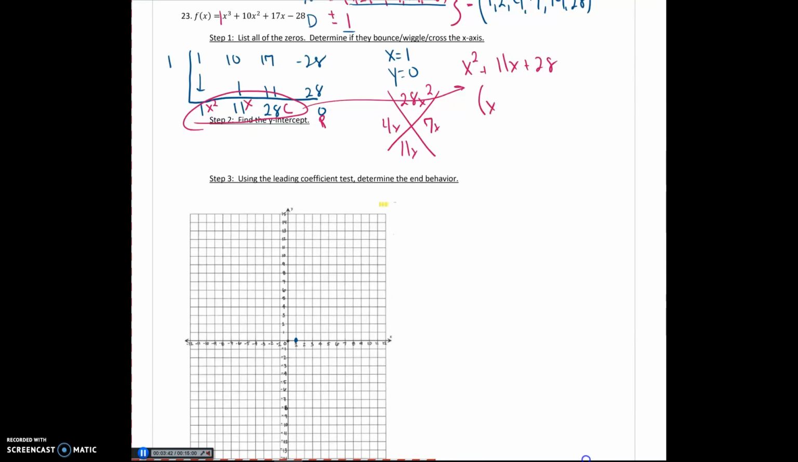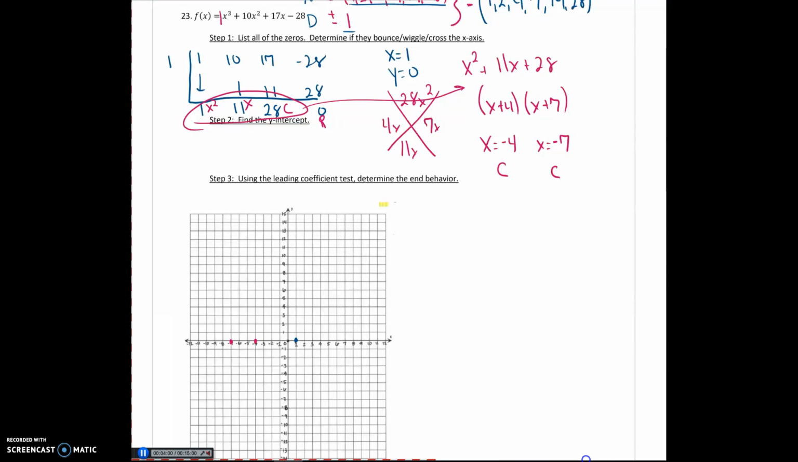So I can make my factors x plus 4, x plus 7, and then solve for these, which means what makes them 0. So I'll get negative 4. This only shows up once. It's going to cross. I get negative 7. That only shows up once. That's going to cross. So I'm going to go down here and mark it negative 4 and negative 7.